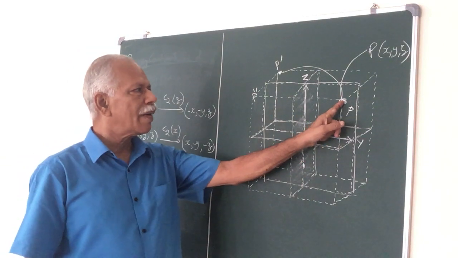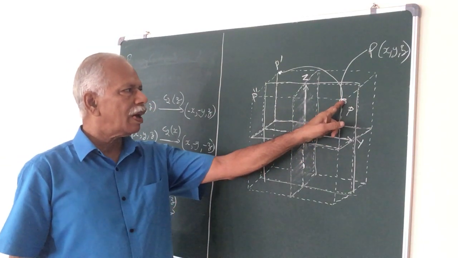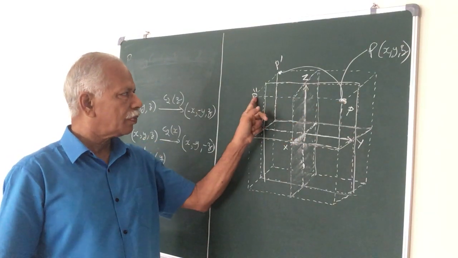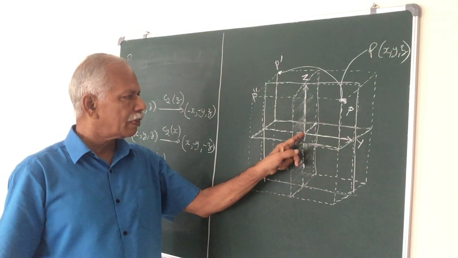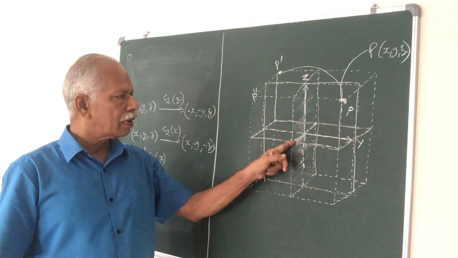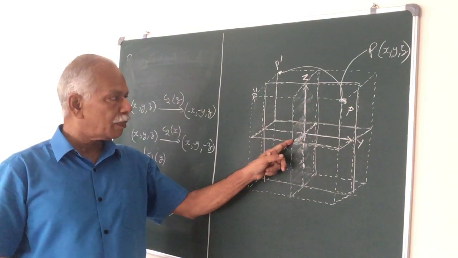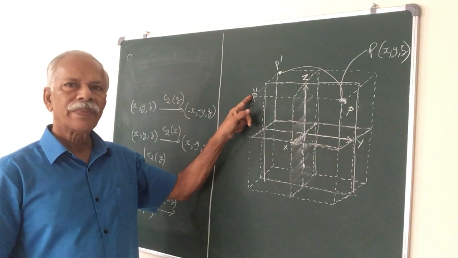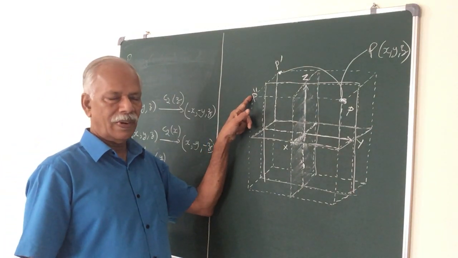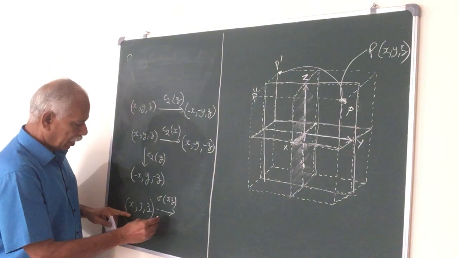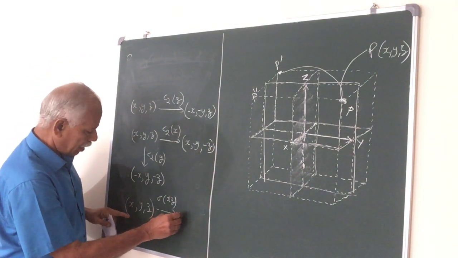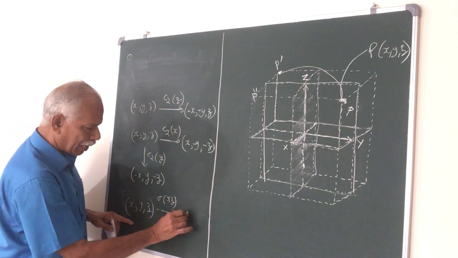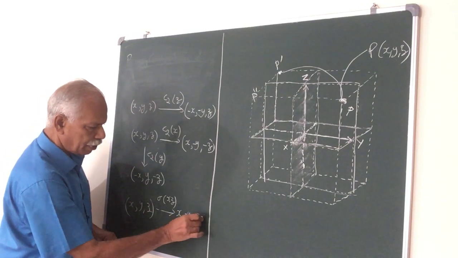Here you can notice that the x and z coordinates of this point are not changing. This point is obtained by measuring positive x along the x-axis, but negative y along the y-axis, but positive z parallel to the z-axis. So the result will be positive x, y changes to negative y, and z remains the same.